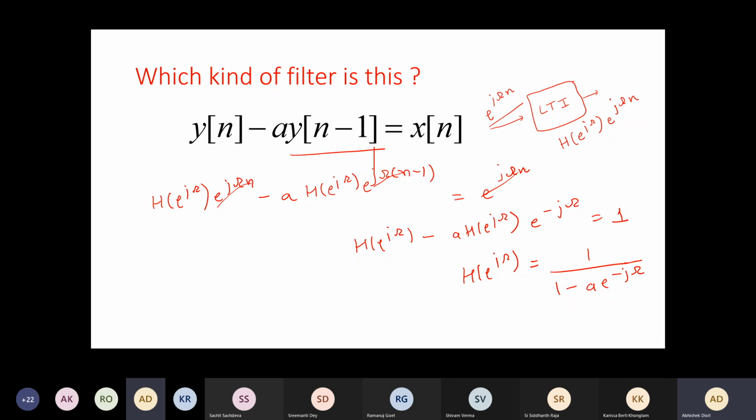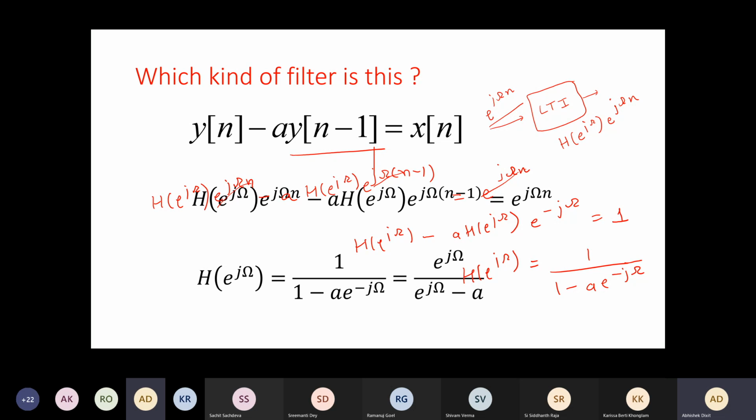So now what should we do? Once we know this frequency response, which I have here, it's nice just to multiply numerator and denominator with this function. So I can also write it in this form. Both forms are equivalent. Okay.